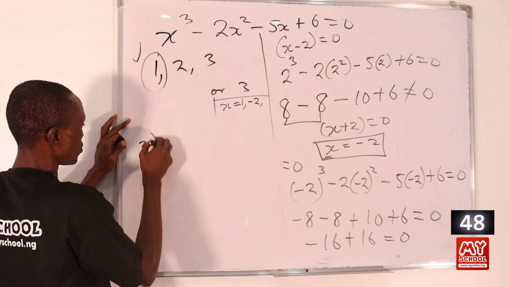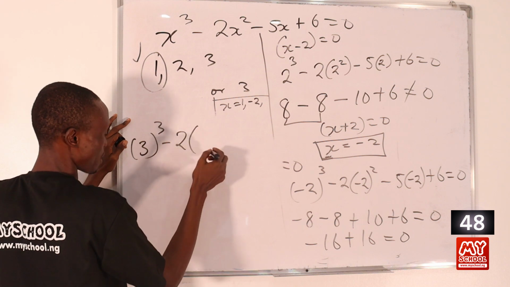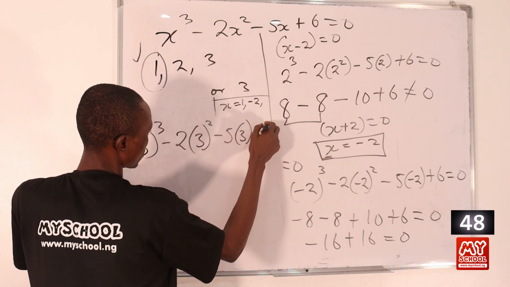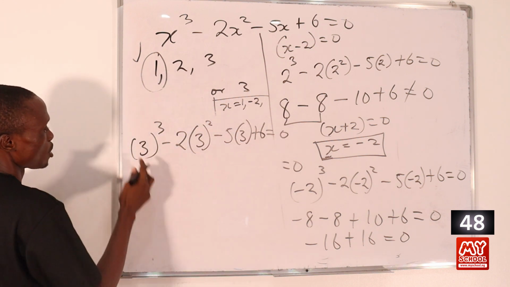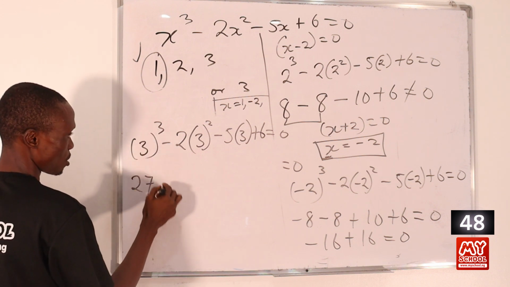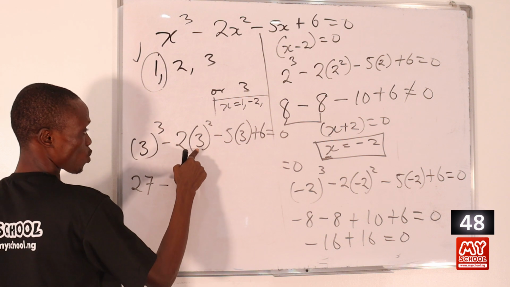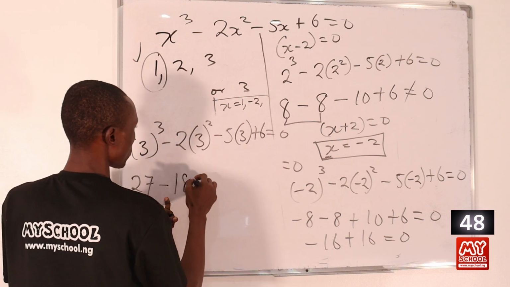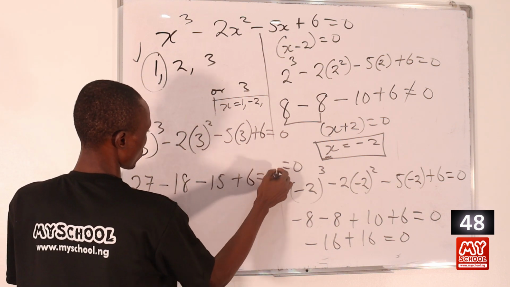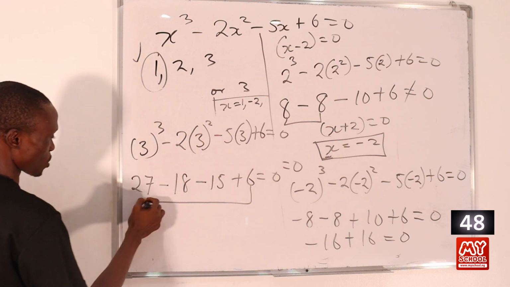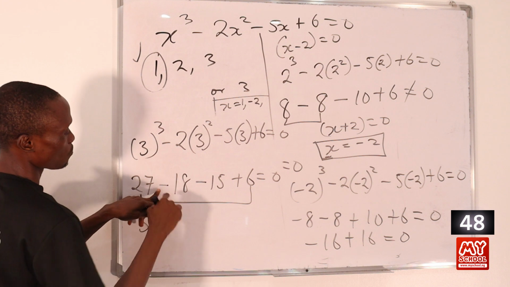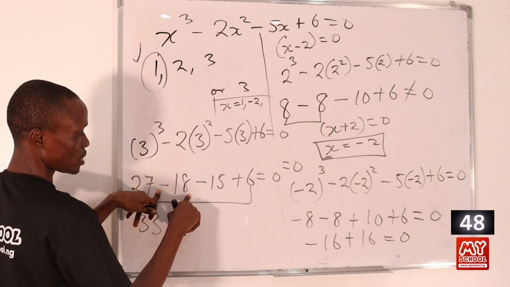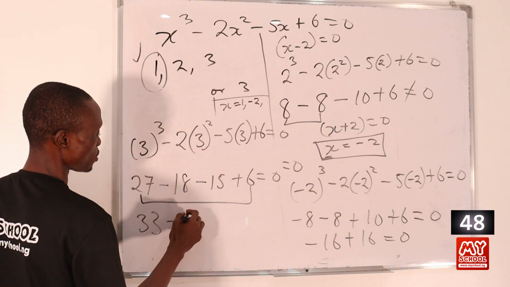So here we'll have 3 raised to power 3, then minus 2 bracket 3 raised to power 2, then minus 5 bracket 3, then plus 6. Let's see if it will be equal to 0. So 3 raised to the power 3 is 27, while here we have minus, of course this is equal to 9, so minus 2 times 9 will give us minus 18, while this will give us minus 15 plus 6 equals 0. So these two add together and that will give us 33. Then we have minus 18 and minus 15. So minus 18 minus 15 is definitely going to give us minus 33.